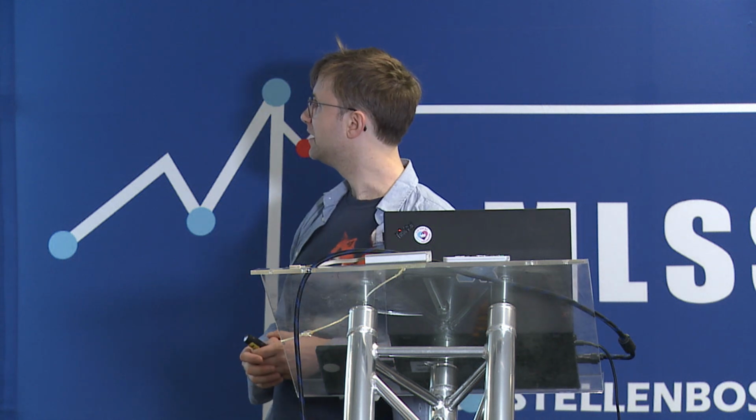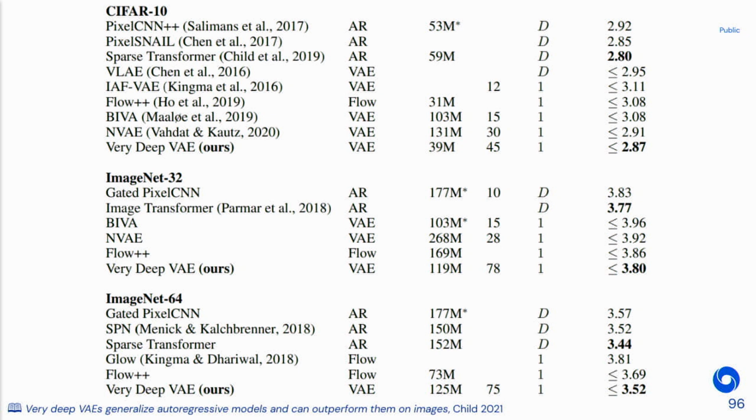And then you can look at these big tables with numbers, and then you find many of these models that I mentioned before. So you have PixelCNN, you have the ladder VAE, you have inverse autoregressive flows, there's something called Flow++, you have BIVA, NVAE, and then the very deep VAE is the one with the best numbers. So it says "ours", but obviously I'm not the author. The author is down here, Child.